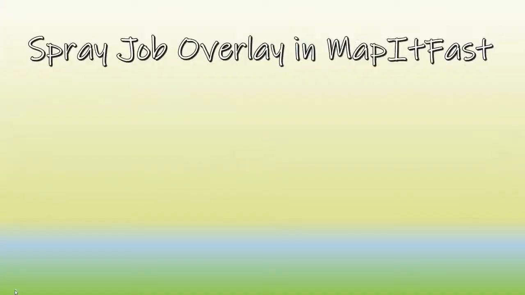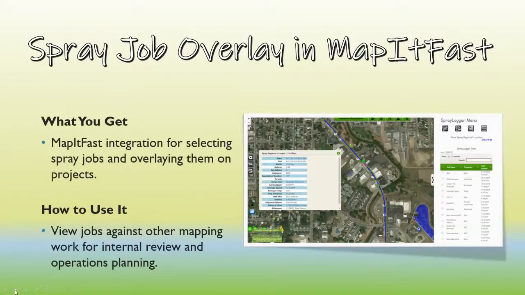Next, spray jobs can be displayed as map overlays in MapItFast. This allows you to see your job in conjunction with other mapping that you've performed. So if you're looking to perform a review of your spray jobs for the purpose of directing your internal operations, then this can be a really useful format for understanding your spray activity, seeing it associated with your other activity that you've done on one map.